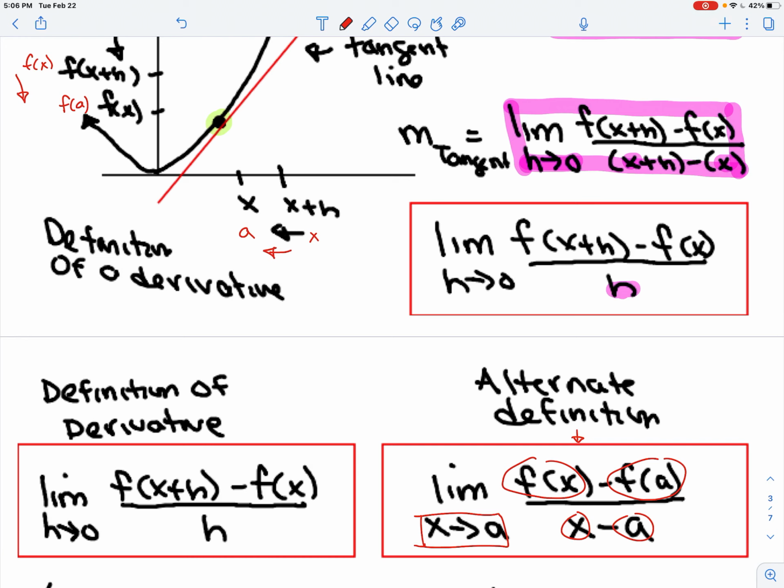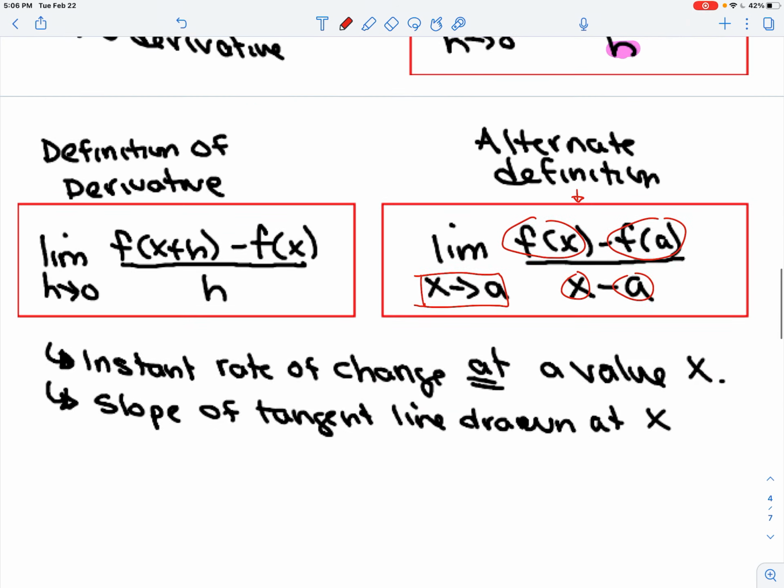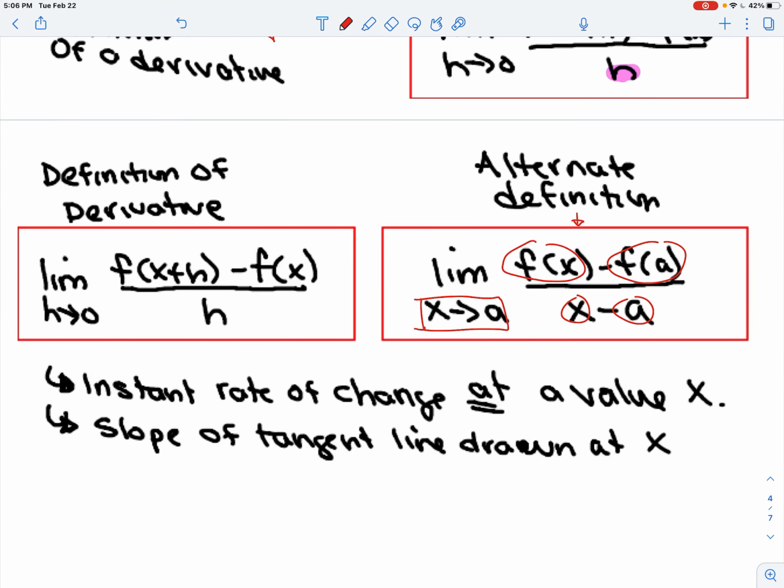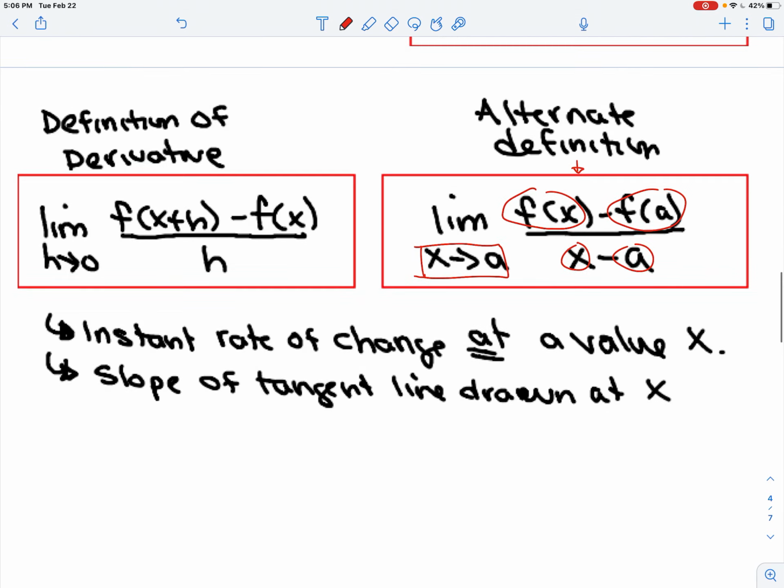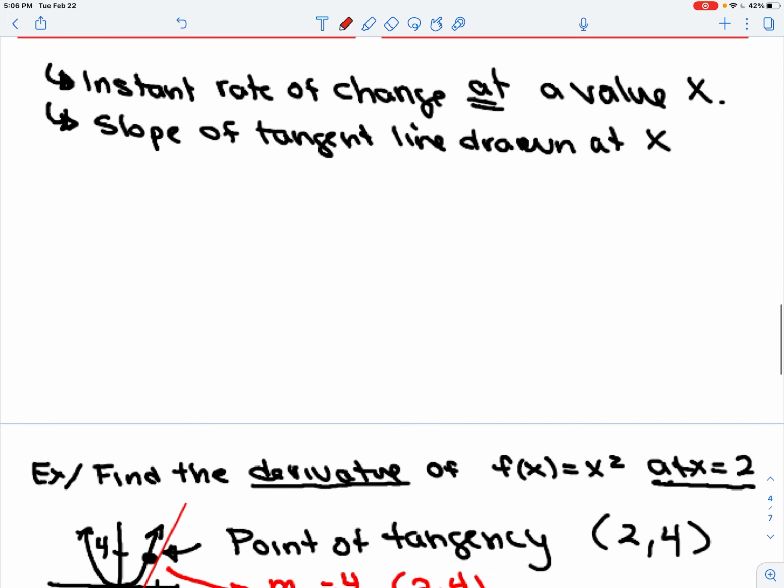Now, the different definitions cause different things to happen algebraically. So you kind of get a different algebraic method depending which one you use. So I'll just show you a quick example here. Either way, both of these are the definition of a derivative. They find the instant rate of change at an x value or the slope of the tangent line drawn at x. So these are all different ways to sort of say the same thing, or to say what this is giving you. So let's take a look at a quick example.